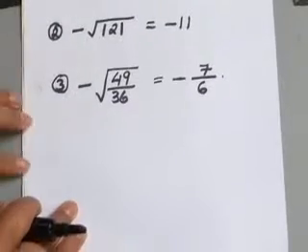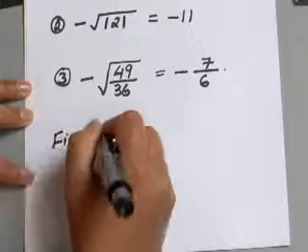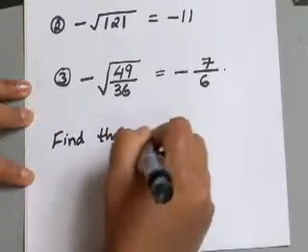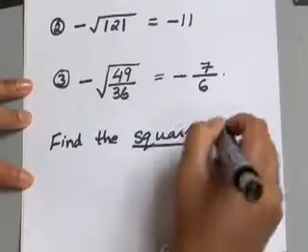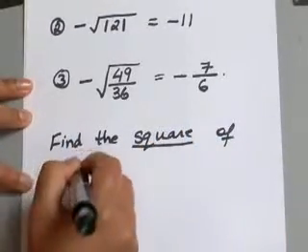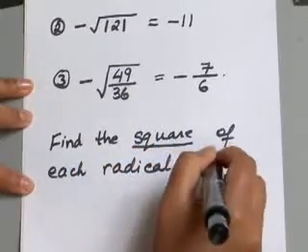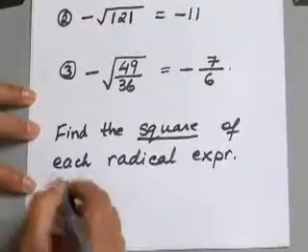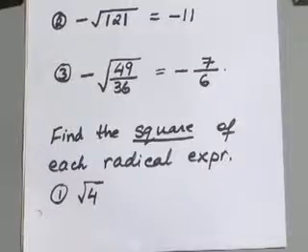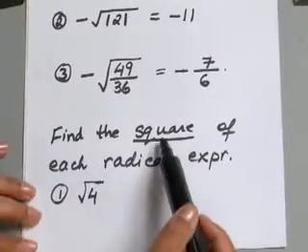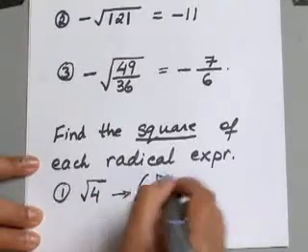Now in this example, you are doing something completely different. You are trying to find the square, not the square root. You're trying to find the square of each radical expression. So let's see what exactly we are doing here. Let's say you have the square root of 4 given to you, and they are telling us to find the square of each radical, which means that you take the radical expression and you square it.